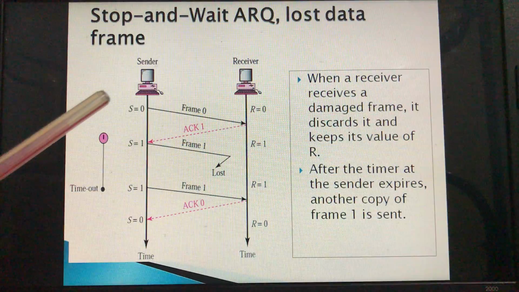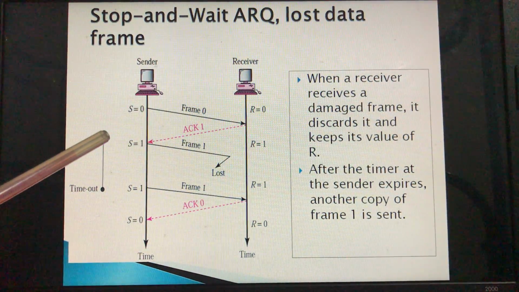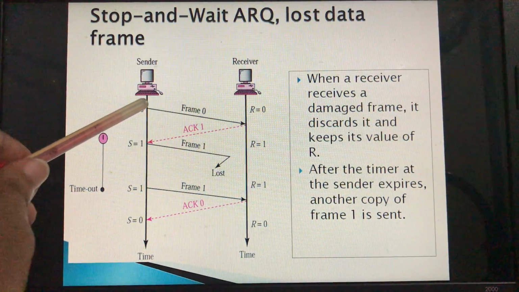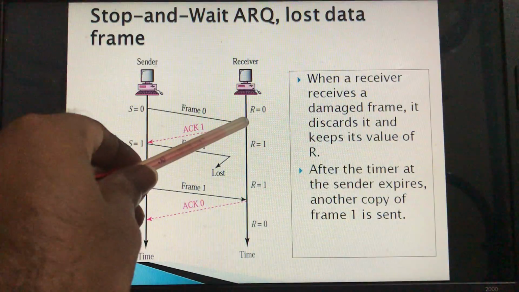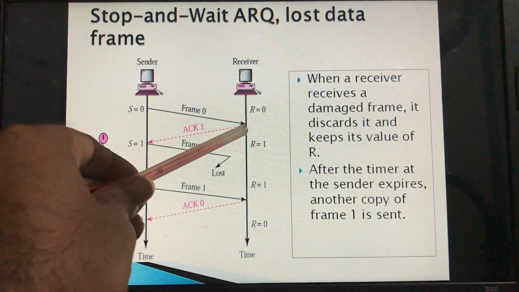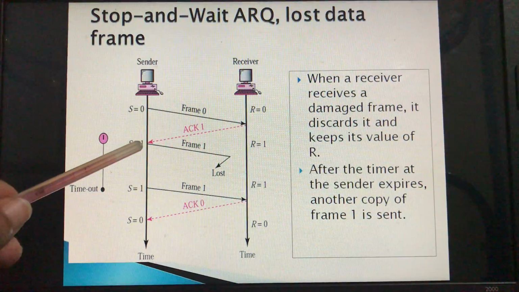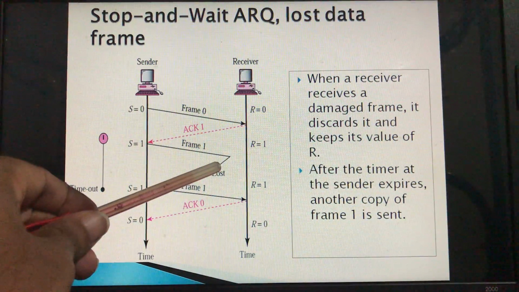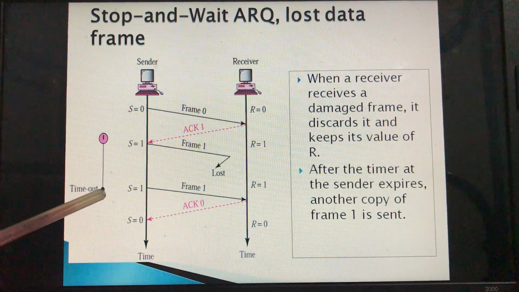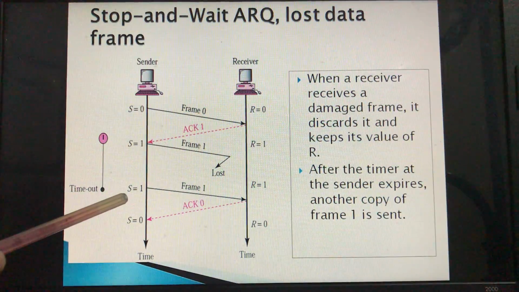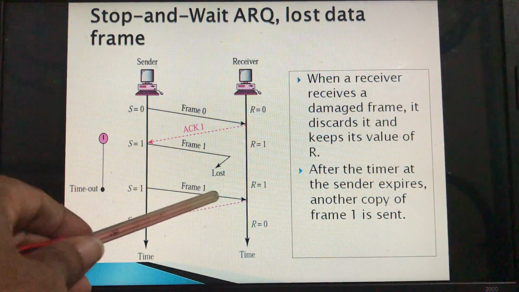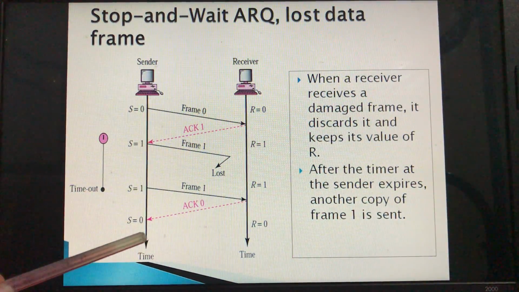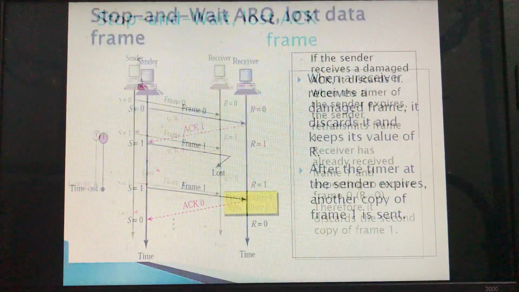Moving to the next topic, which is stop and wait ARQ when a data frame is lost. Here the sender sends frame 0. It is successfully received by the receiver, which sends back acknowledgement 1. On receiving the acknowledgement, the sender sends frame 1, but frame 1 was lost in between, so a timeout happens at the sender side. When this timeout happens, the sender sends frame 1 again, and on receiving frame 1 successfully, the receiver sends back the acknowledgement for the frame.